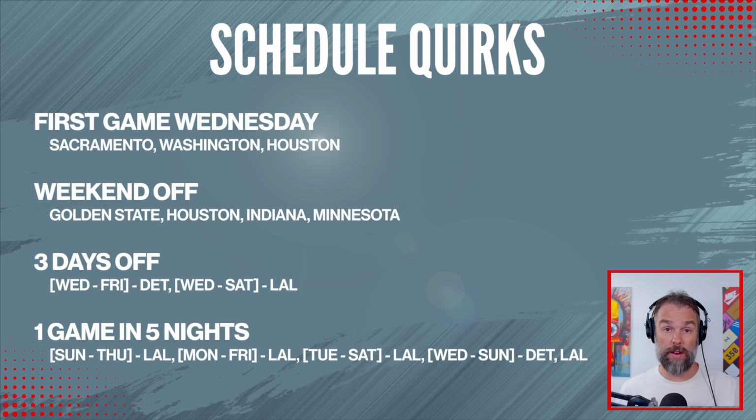Now, the Pistons also have one game in 5 nights to end the week. So they start with a back-to-back and then one game in 5 nights. A very weird schedule there for Detroit. It's good if you've got guys who are struggling a little bit, like Cunningham and like Duren and like Ausar Thompson, because it gives an opportunity to get some more rest in. But it's a little bit weird in terms of scheduling, and as you can see, we'll continue to say it, the Lakers just have a horrific run of scheduling for this week.